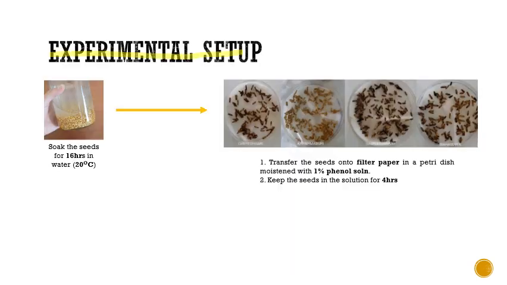So this is the experimental setup. First of all, we have to soak the wheat seeds for 16 hours in water. The temperature of the water can be around 20 degrees Celsius. Then take the seeds and transfer them onto filter paper in a petri dish that is moistened with 1% phenol solution. We can also keep the seeds in the solution for 4 hours. We can adopt this petri dish experimental model also.